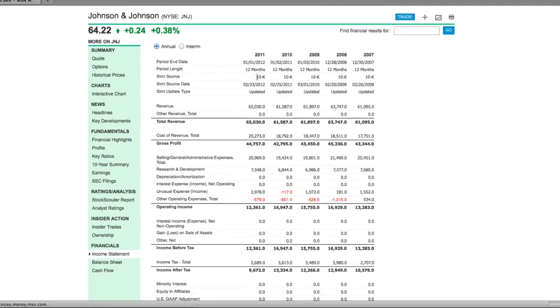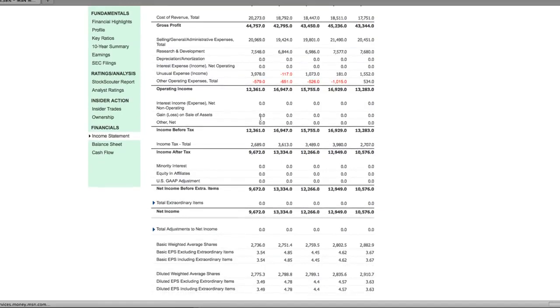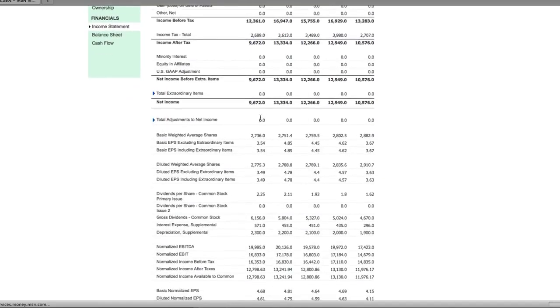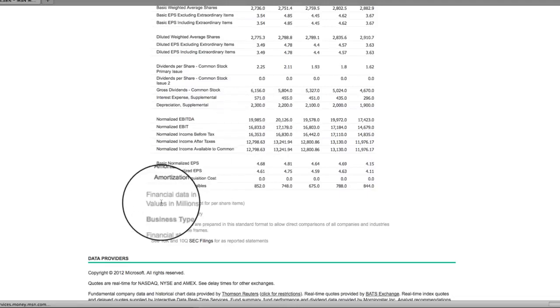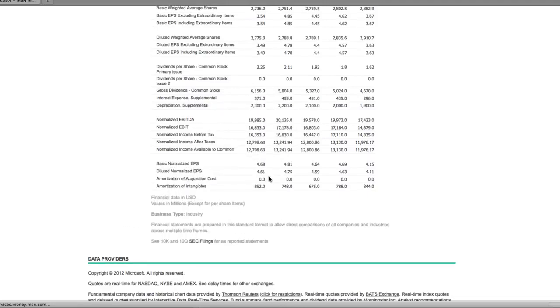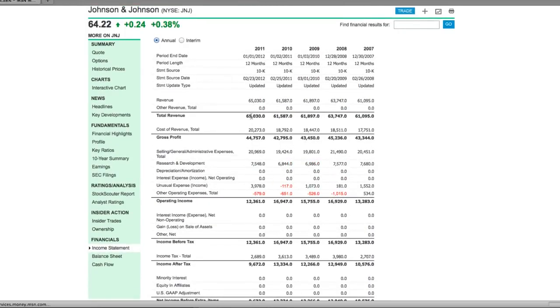Okay, so if you remember, the total revenue was the money that came into the business before any of the costs were subtracted. So there's that number. That's your total revenue. For Johnson & Johnson, this is $65 billion because these numbers are in millions. If you scroll down to the bottom, it'll show you that those numbers are in millions right here. See, financial data in USD, values in millions. So whenever you look at that number, it's actually in billions. Okay, so that's $65 billion.